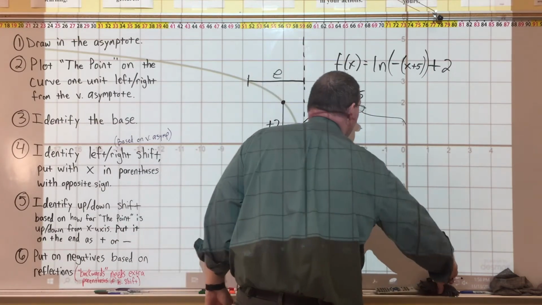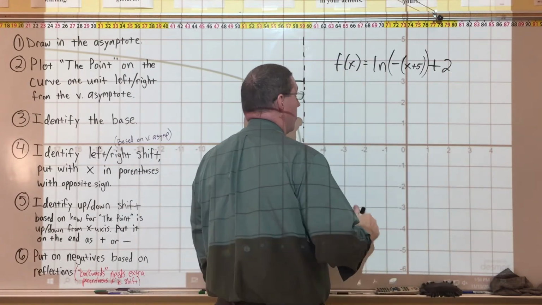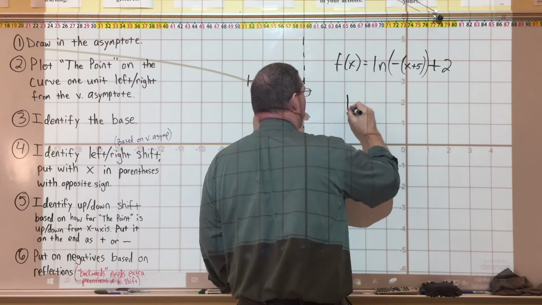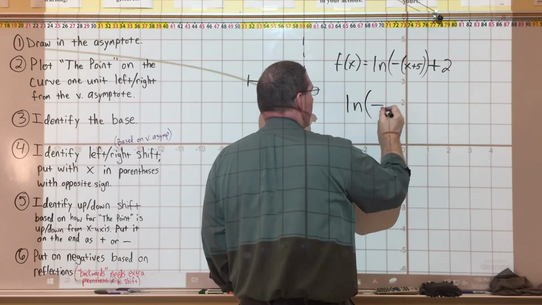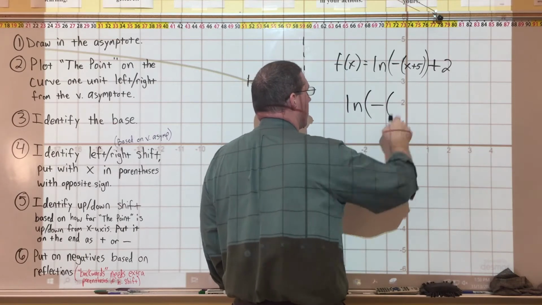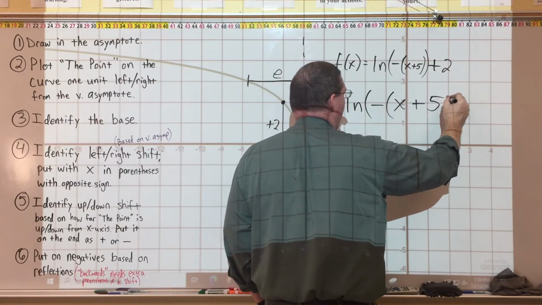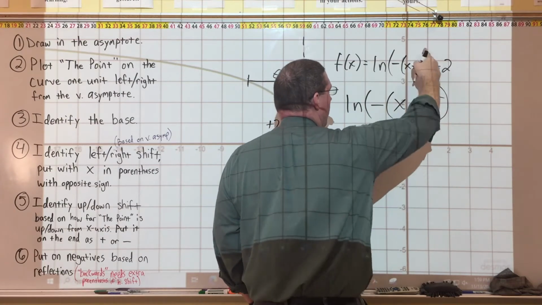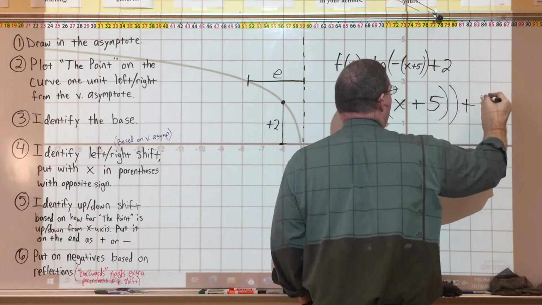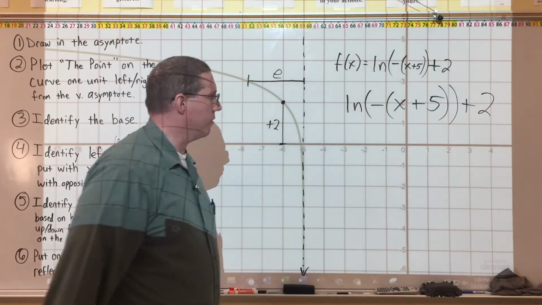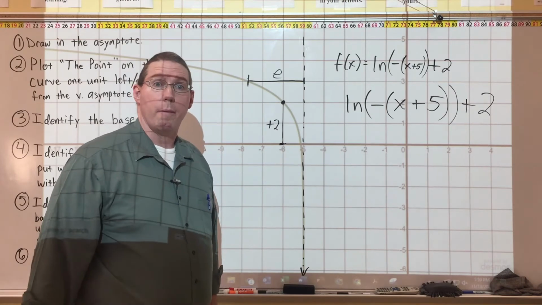Now, I want to put this into the computer to get my answer so it's typed in correctly. And I would put ln, then open a parenthesis, then put a negative, then open another parenthesis, then put an x, then a plus, then a 5, then close a parenthesis, then close a parenthesis again, then put on a plus, and then a 2, and this would be the correct answer that I would enter into the computer. Okay? Let's try just a couple more examples.